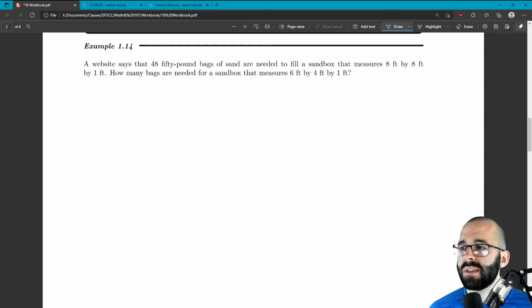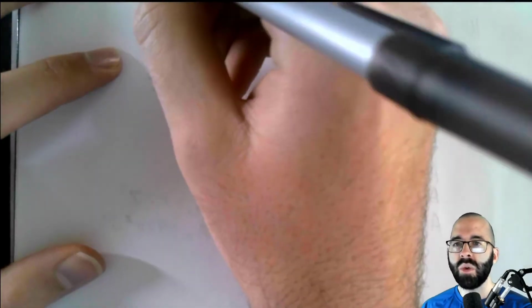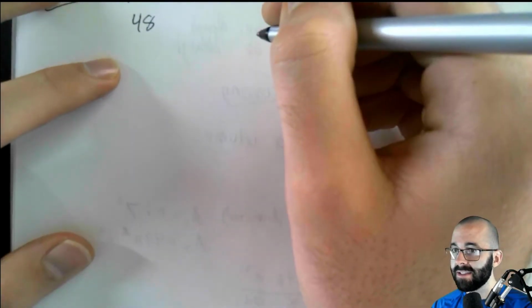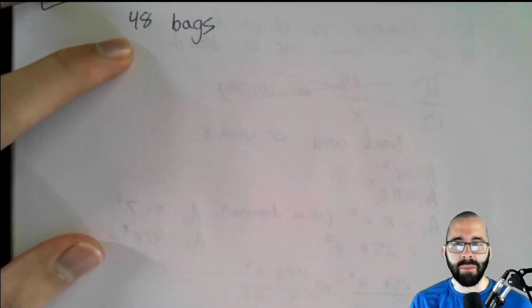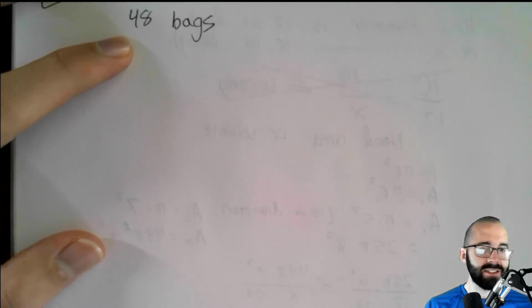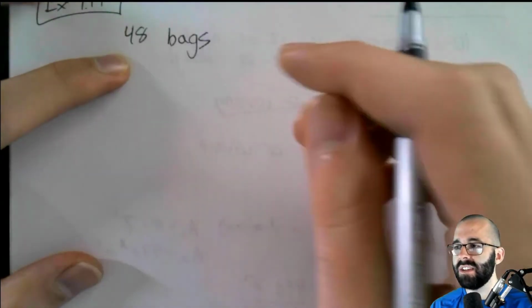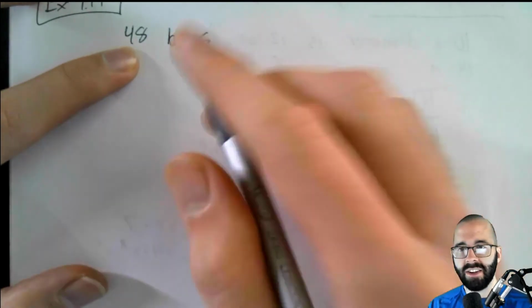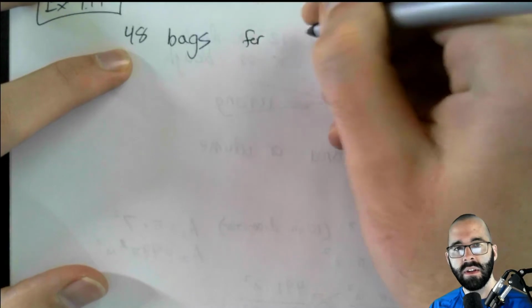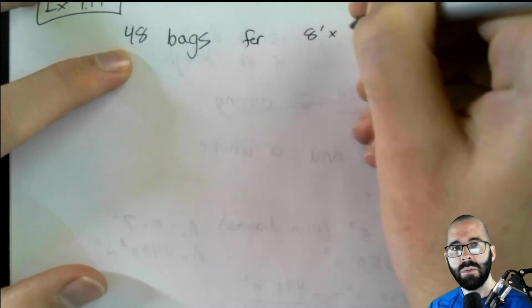We're going to approach this very similarly to the last one. Let's write down that information. All right, we need 48 bags. They're 50-pound bags. So you could write that down, but I'm just going to write 48 bags because we don't need the number 50. More numbers might just get everything all confused. All right, so 48 bags of 50 pounds of sand for a sandbox that's 8 feet by 8 feet by 1 foot.